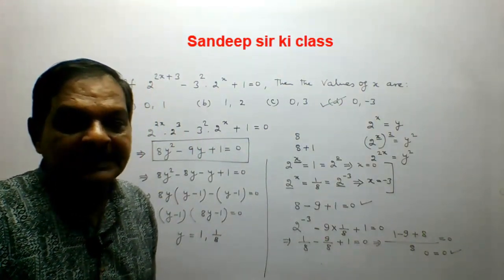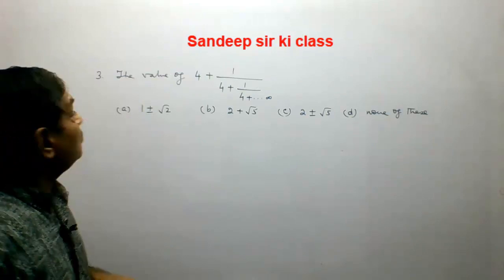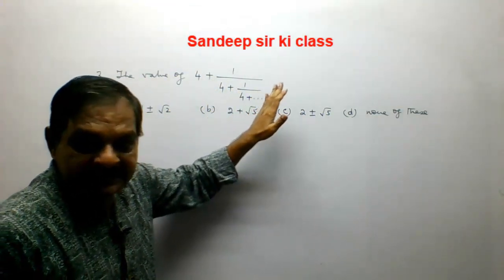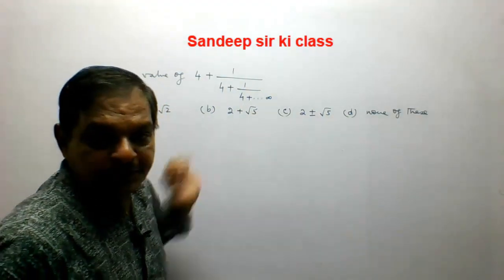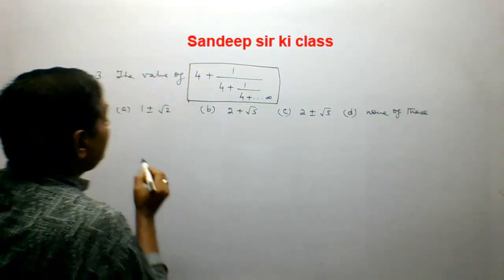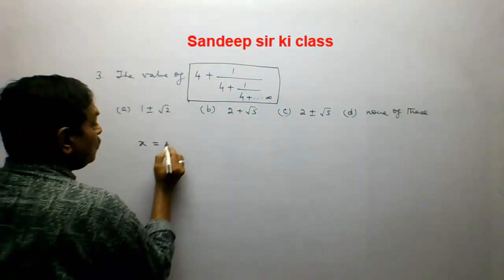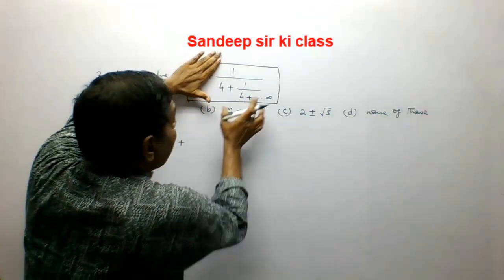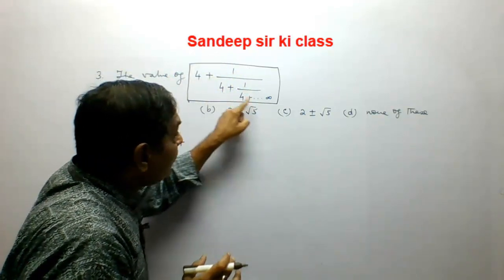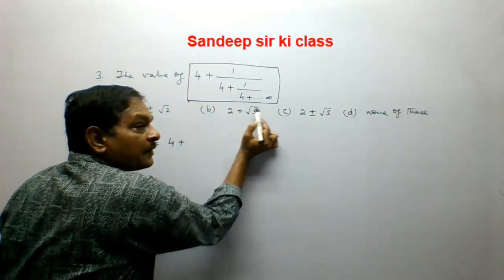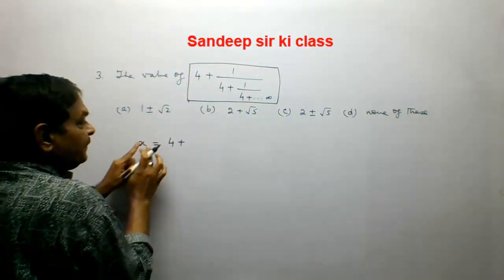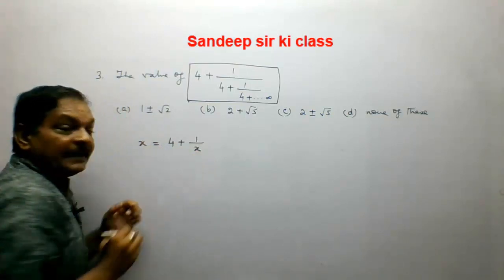Now we will see question number 3. Question number 3 is: the value of 4 plus 1 upon 4 plus 1 upon 4 plus 1 upon 4, etc. up to infinity is. These are the 4 options given to us. Now if we see this expression and put this value as equal to x, then x is equal to 4 plus, now this value is again x, because it is going up to infinity. So I can write this total value x, which is equal to 4 plus 1 upon x.